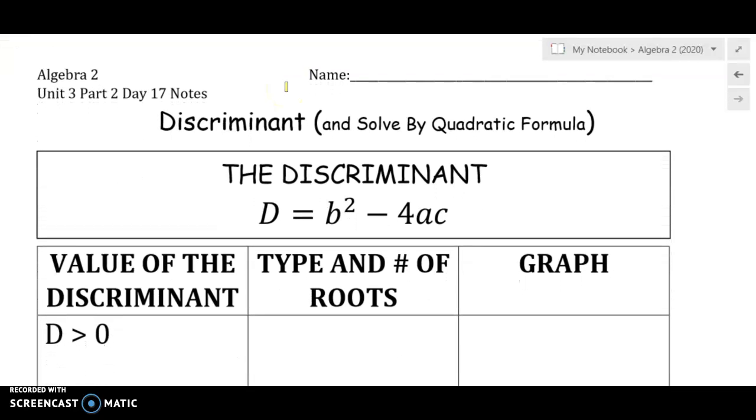Hi guys, we are on Unit 3, Part 2, Day 17 notes. We're kind of almost to the end. We have 2 more days of notes for this section, and then we'll have our project, and the project will cover all of Unit 3, so it'll just be a little bit of everything.